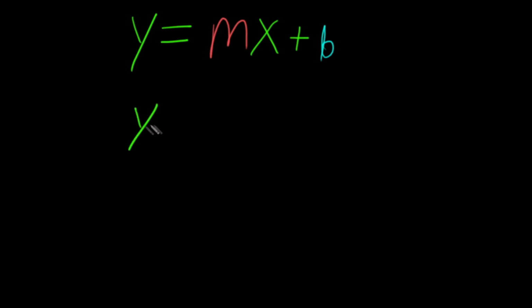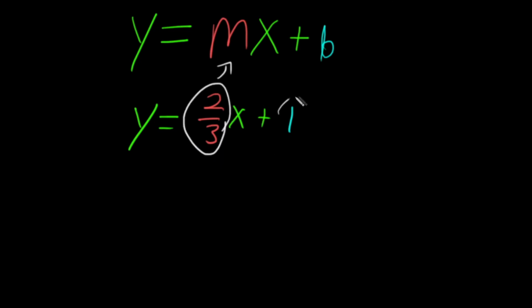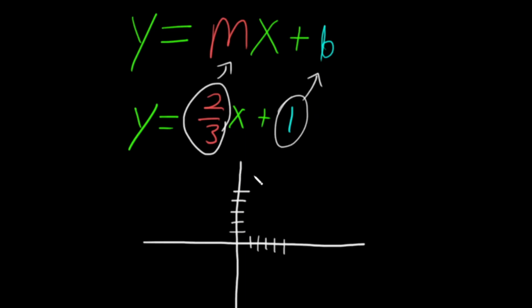If we have y is equal to 2/3 x plus 1, this linear equation is in the mx+b format, so we're in slope-intercept form, which means the coefficient of x, the 2/3, is our slope, and the 1 is our y-intercept. To graph this line, the first and easiest point we can get is the y-intercept, which again is where x is equal to 0, so we'll be at 0, 1.